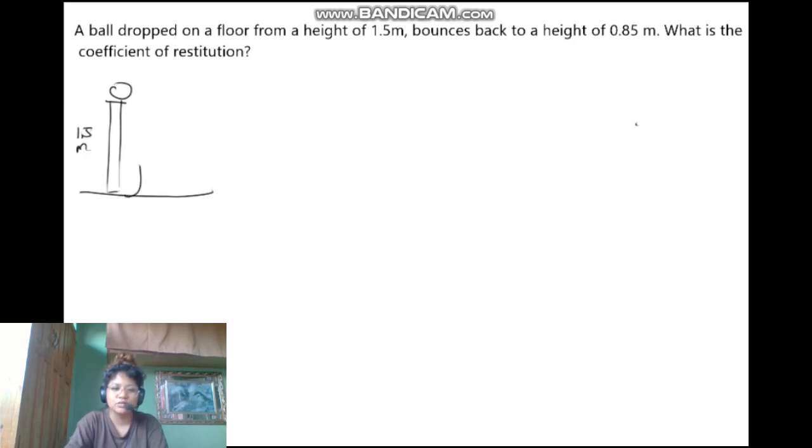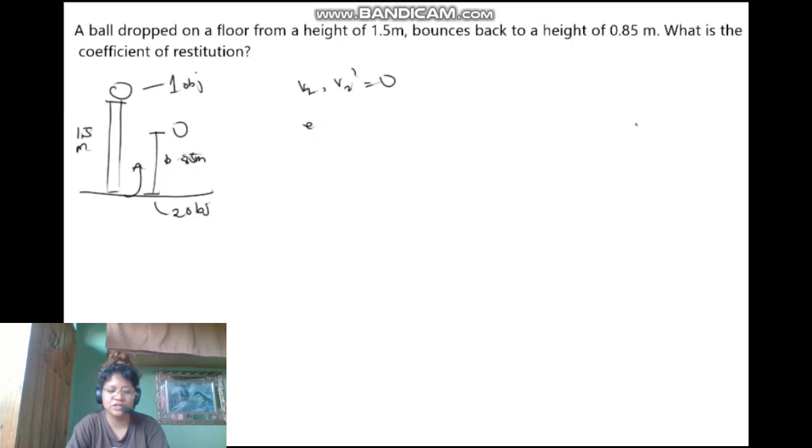And then, when it bounced back up, it bounced back up to a height of 0.85 meters. We can consider the ball as the object 1 and the floor as the object 2. Since the floor had no movement whatsoever before and after dropping the ball, the initial velocity and the final velocity is equal to 0.